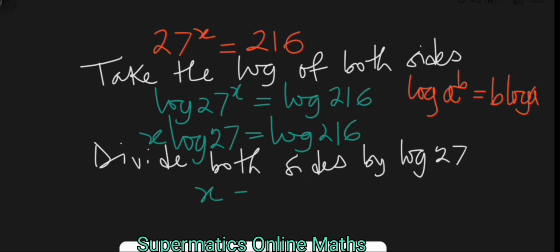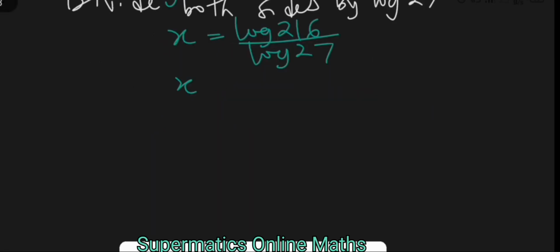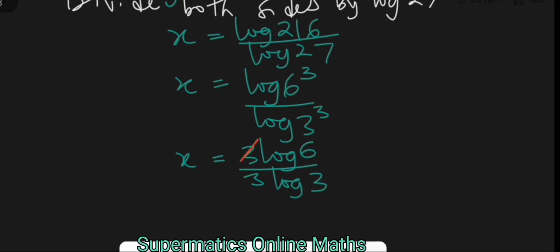Thus, x is going to be log 216 over log 27. Now, 216 can be expressed as a power, so we have log 6 raised to power 3 over log 3 raised to power 3. And from the law of logarithm we earlier used, x is 3 log 6 over 3 log 3, where 3 cuts out 3, meaning that x becomes log 6 over log 3.